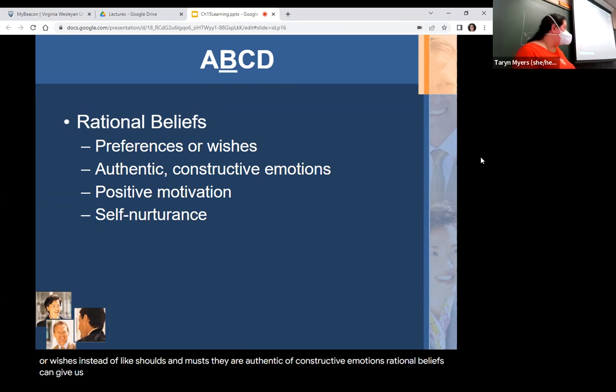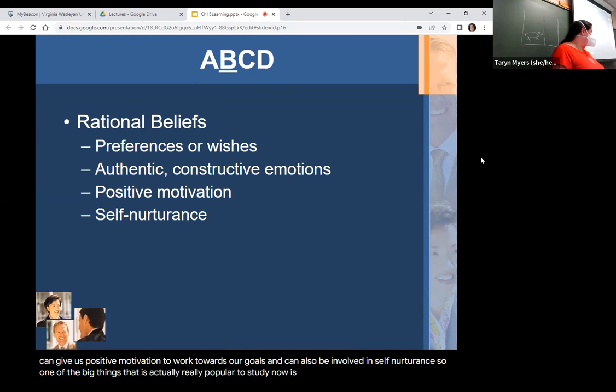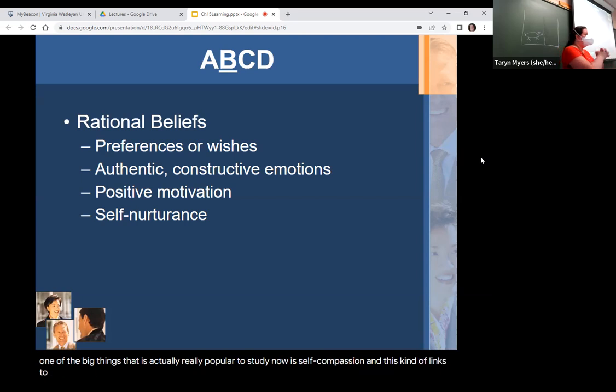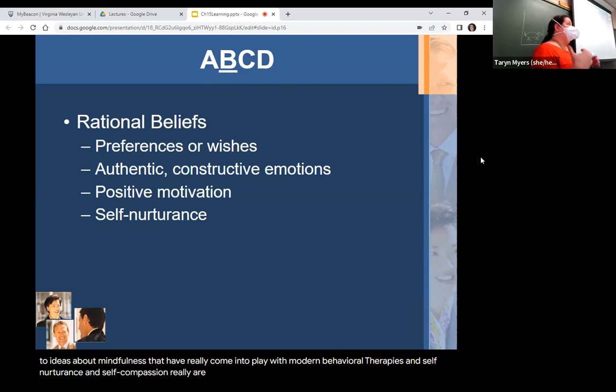They are authentic, constructive emotions. Rational beliefs can give us positive motivation to work towards our goals, and can also be involved in self-nurturance. So one of the big things that is actually really popular to study now is self-compassion. And this kind of links to ideas about mindfulness that have really come into play with modern behavioral therapies. And self-nurturance and self-compassion really are like giving yourself grace, taking care of yourself, and they're a huge indication of how well you'll do in therapy, for example.